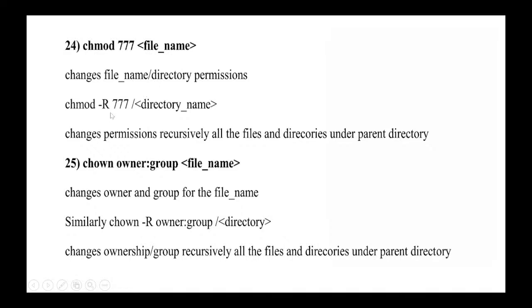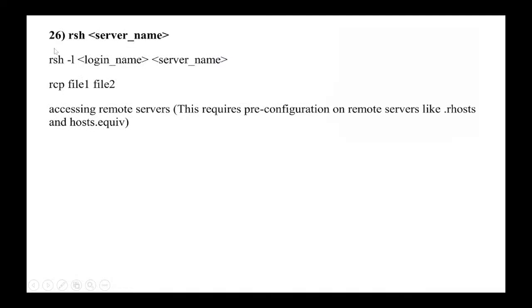chmod -R 777 directory name changes the permissions recursively for all the files and directories under the parent directory. The 25th one is chown owner:group file name, which changes the owner and group for the file. Similarly, chown -R owner:group /directory changes ownership or group recursively for all the files and directories under the parent directory.